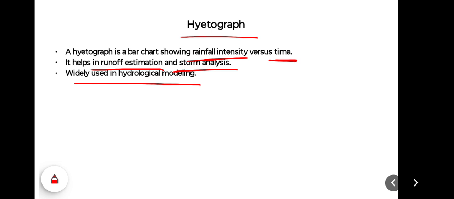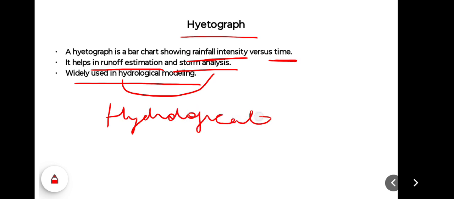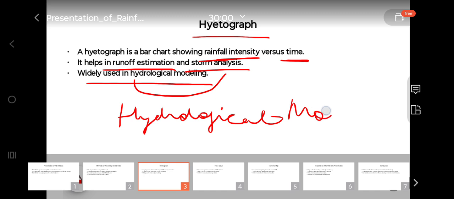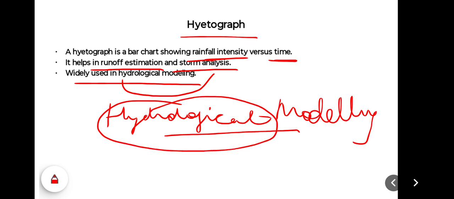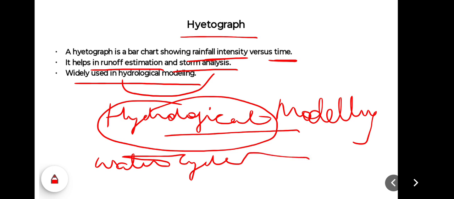If you are a BTech student and you don't have much knowledge about hydrological modeling, I'm going to explain a little bit about it. In hydrological modeling, we model hydrology. What is hydrology? Hydrology is just the water cycle, about water coming, going, circulation, everything. So how do we have to model it?